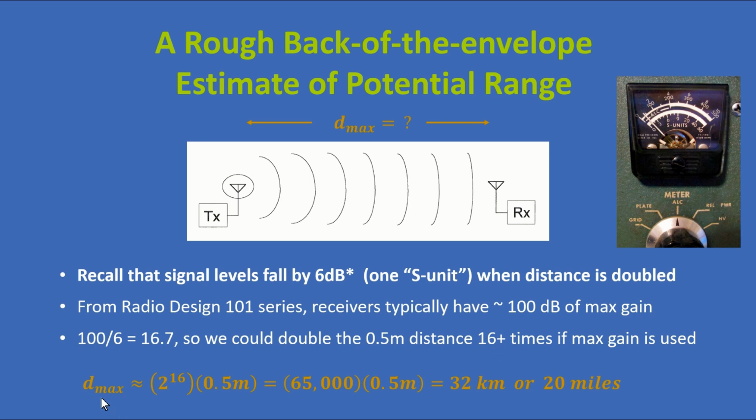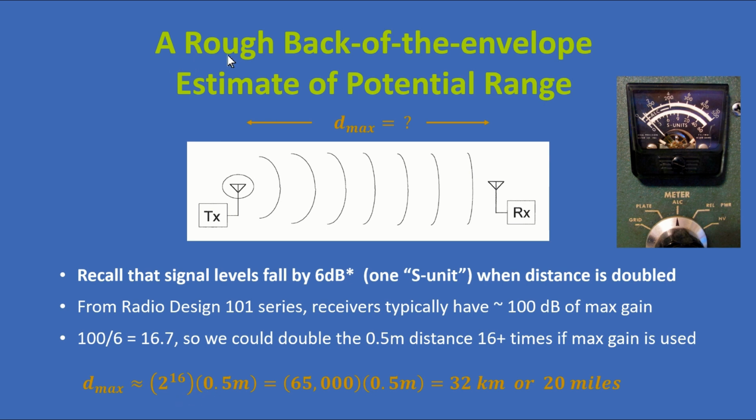So how big would our distance become? We started with 0.5 meters and we double it. And then we double it again and we double it again. So we have 2 times 2 times 2. And we can do that 16 times, which is 2 raised to the 16th power. Maybe a little more, but we're just going to do a quick calculation here.